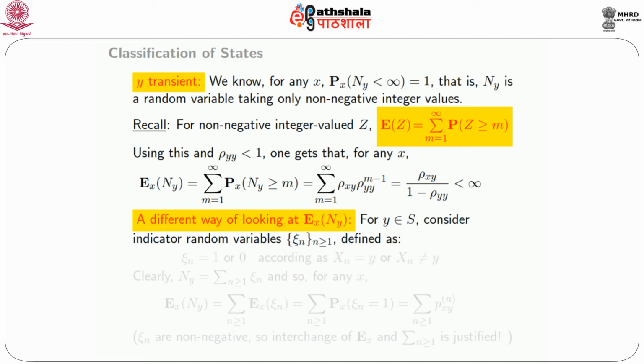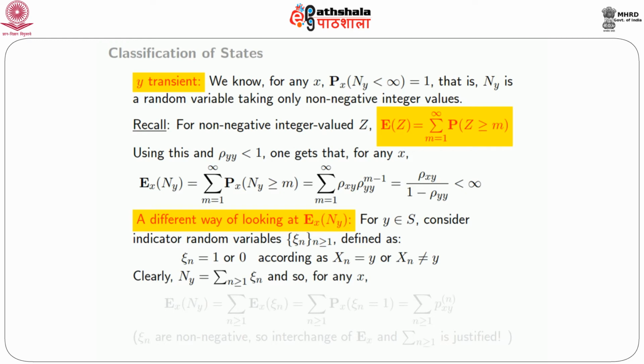You will see that. For y in S, consider what are called indicator random variables ξ_n, indexed by n greater than or equal to 1. They are defined as ξ_n is 1 or 0 according as X_n is y or X_n is not equal to y. So ξ_n is the indicator random variable of the event X_n equals y.